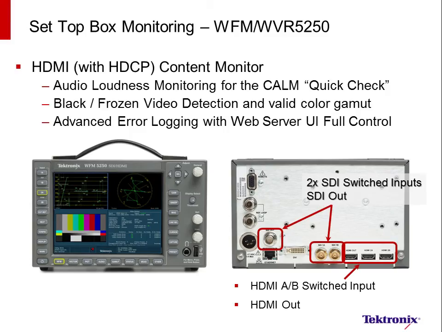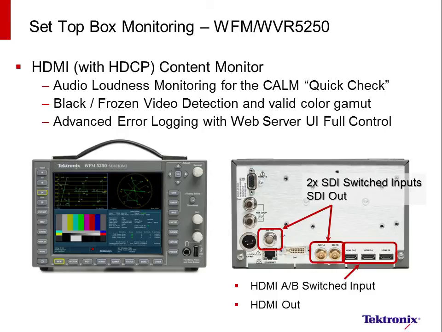For doing basic set-top monitoring, you can use the Tektronix WFM 5250. It is a waveform monitor that has two HDMI inputs. Both HDMI inputs are HDCP compliant. It will monitor audio loudness for CALM quick checks. It'll look for black or frozen frames, give you valid or invalid color gamut, and also has an advanced error logging capability with a full web server UI for control of the device.